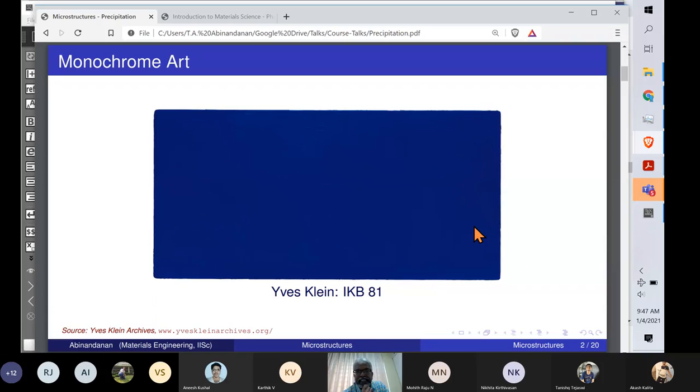And there is really no internal structure to it. But I still have no idea why people go gaga over such a thing. But this is a celebrated piece of art, and it is celebrated precisely because I think it has nothing. So if you have a perfect crystal, for example, then it would be like Klein's piece of art.